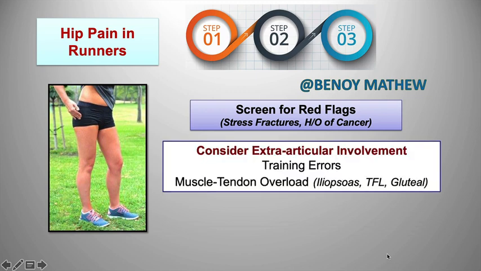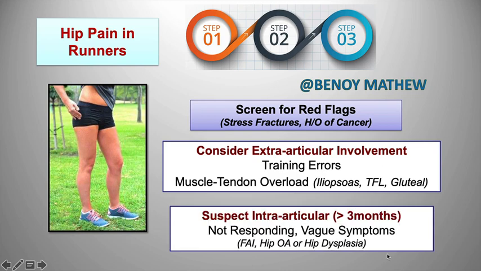Second is extra-articular involvement linked with training errors. So most of the injuries I see are not sinister. They're generally because of overload. Usually the muscles involved are the hip flexors, TFL, GTPS. So generally these are something which you see with any other running related injuries. So pain is focalized, there's a history of training errors, and we do appropriate diagnostic tests. We can sort of confirm the diagnosis.